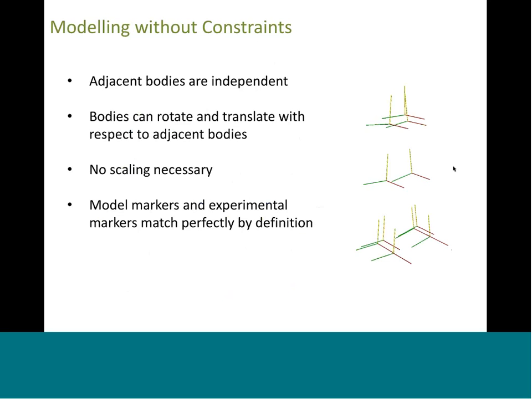Another benefit of using an unconstrained model completely defined by marker positions is that your model markers and experimental markers will align perfectly by definition. However, one consequence of having independent bodies that can translate with respect to adjacent bodies is that limb segments may appear to change length, since joint centers are not fixed with respect to the bodies.